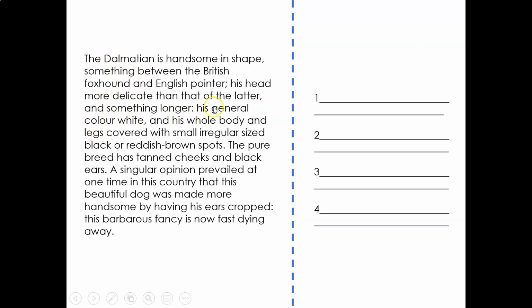The Dalmatian, his general colour is white, and his whole body and legs are covered with small, irregular-sized black or reddish-brown spots. The pure breed has tanned cheeks and black ears. A singular opinion prevailed at one time in this country that this beautiful dog was made more handsome by having his ears cropped. To have your ears cropped meant to cut the dog's ears shorter. However, the writer notes that this barbarous fancy, this cruel procedure, is now fast dying away.